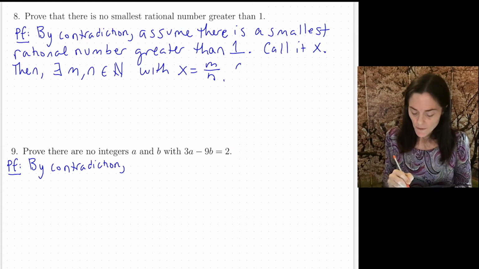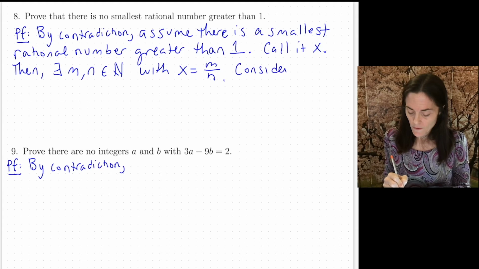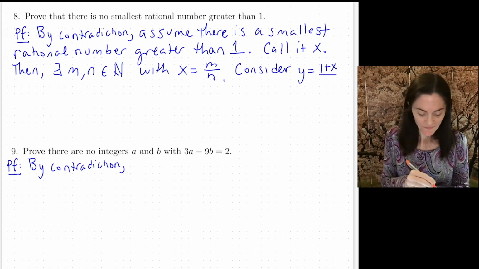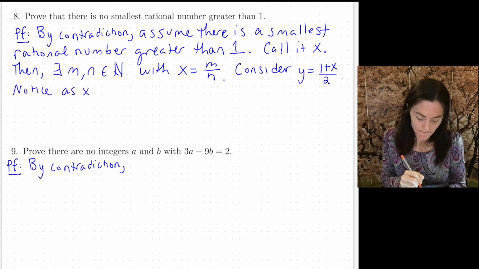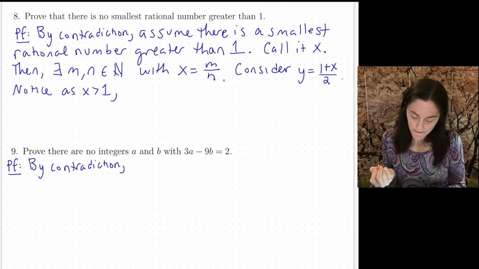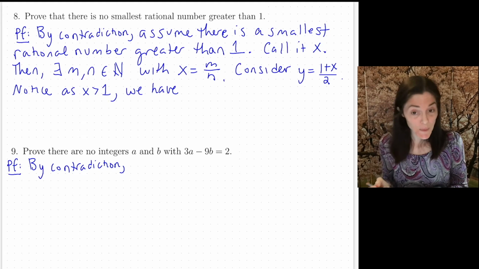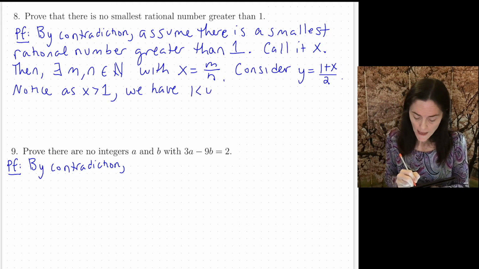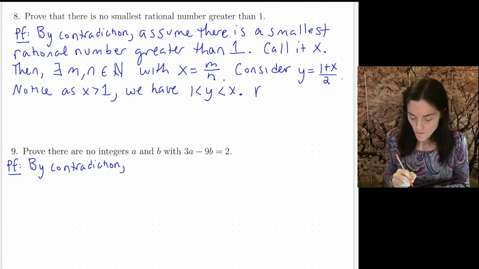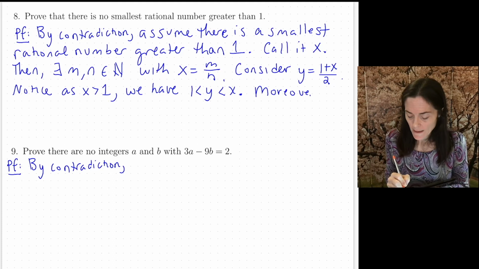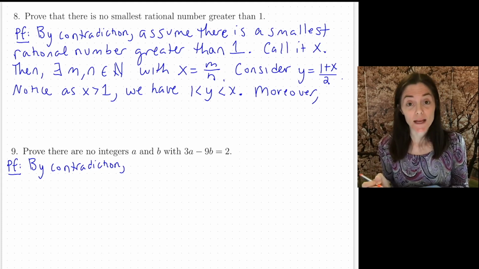So we consider, I will call this y, which is (1 plus x) over 2. As x is bigger than 1, we have that y sits between 1 and x. Moreover, we need to justify why little y is a rational number.